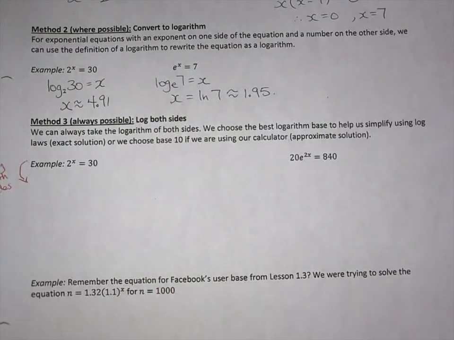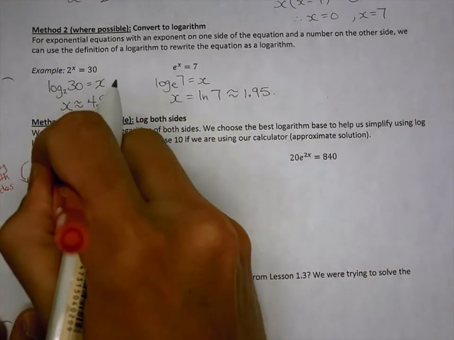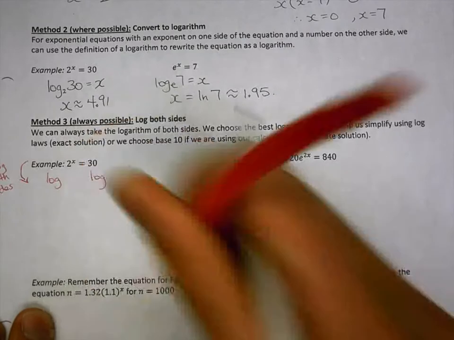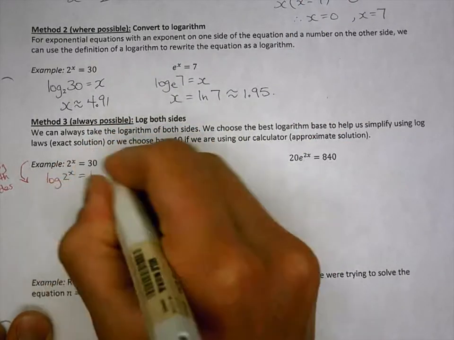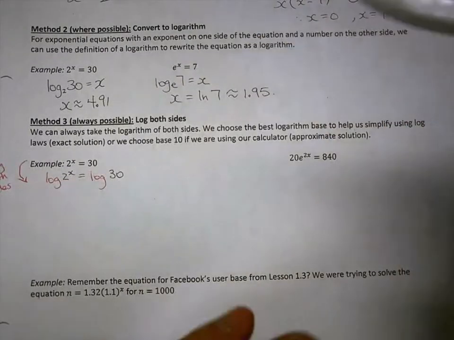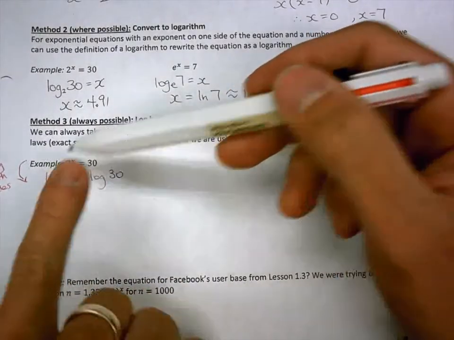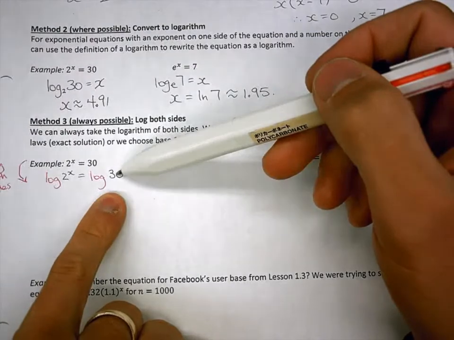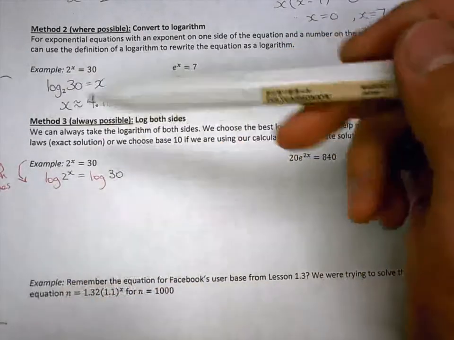Remember, what I do to one side, I do to the other. And in practice, what this really means is I write log in front of this and log in front of this. So I have log 2 to the x equals log 30. Resist the temptation to think logs fell out of the sky. I did an action. I took the logarithm of this side, I took the logarithm of this side. Similar to how you could square both sides or subtract 2 from both sides, you can log both sides as well.